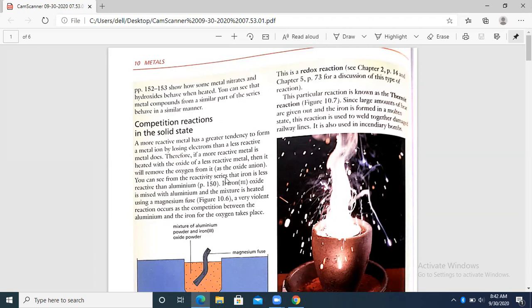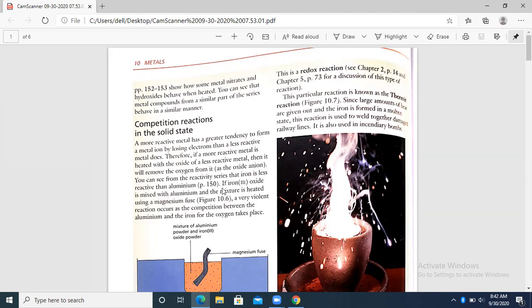We can see from the reactivity series that iron is less reactive than aluminium. Here we are studying by using two metals, iron and aluminium. You can check the reactivity series to see which is more reactive, aluminium or iron. Aluminium, zinc, then only iron is coming. So aluminium is more reactive. We are taking two metals, aluminium and iron, where iron is less reactive than aluminium.